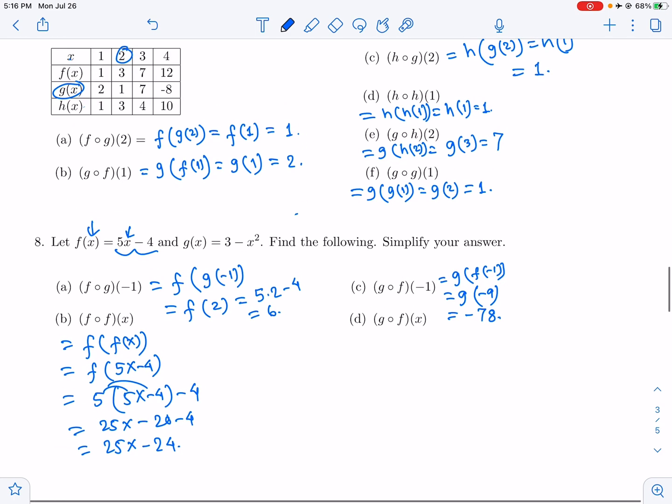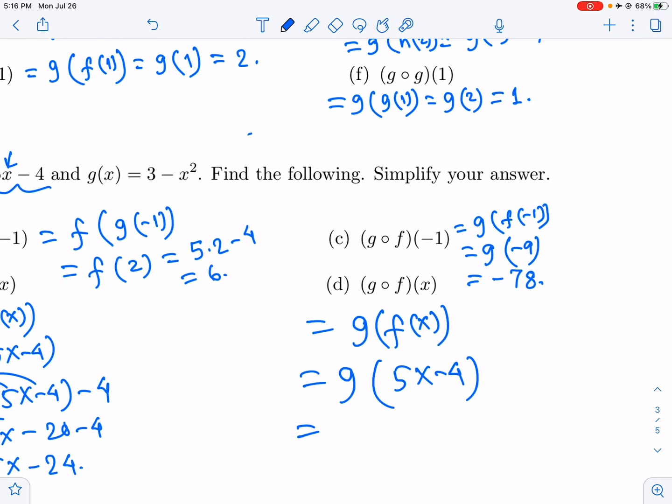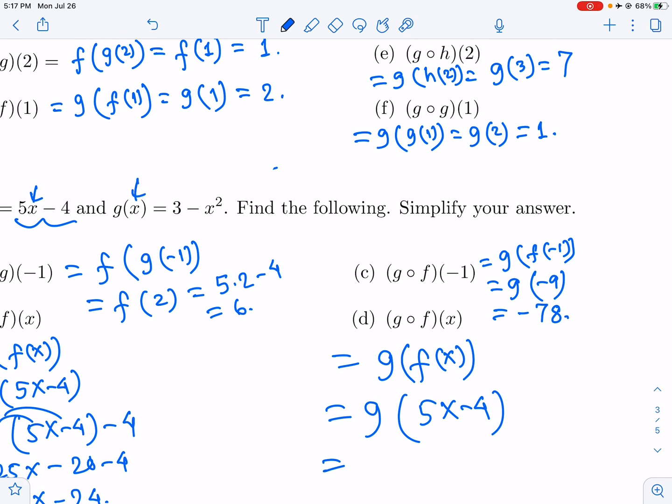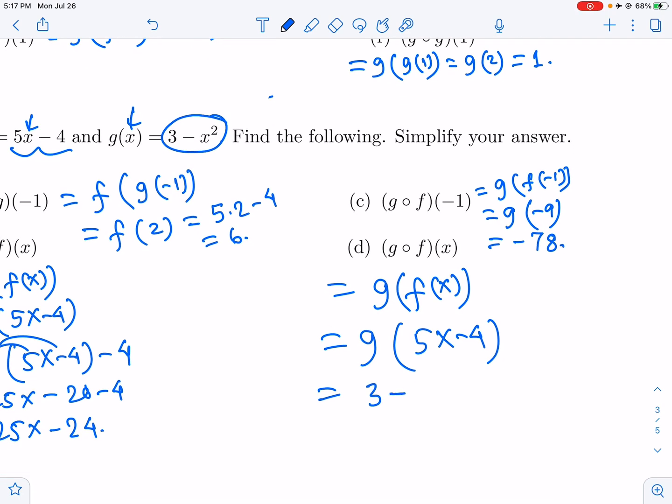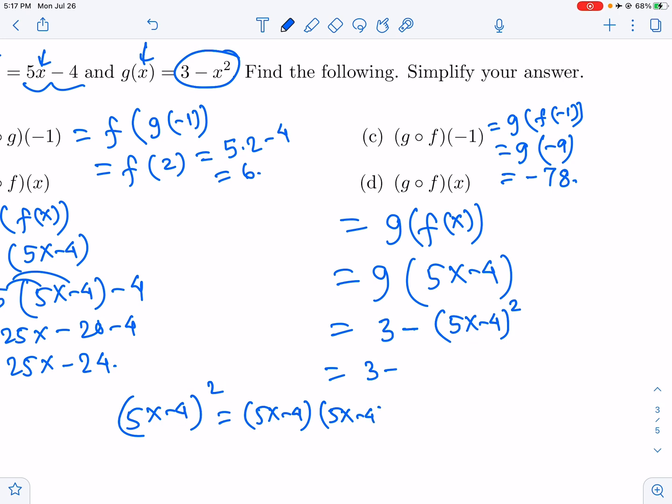Okay, here comes g of f(x). So that's g of f(x). f(x) is 5x minus 4. Now g of input is 3 minus input squared. So g of this one is 3 minus (5x minus 4) squared. We need to simplify this though. This is not simply 5x squared minus 4 squared. No, 5x minus 4 squared means we need to multiply it by itself. That's 5x minus 4 times 5x minus 4.